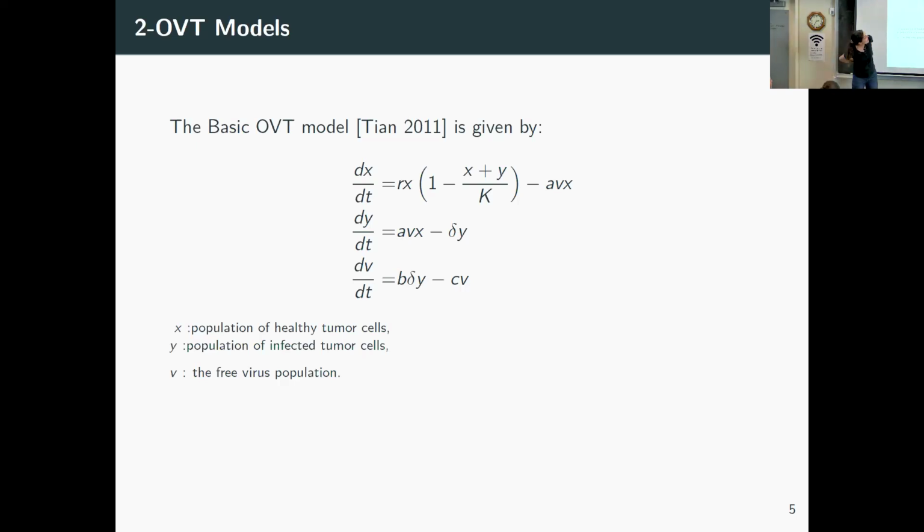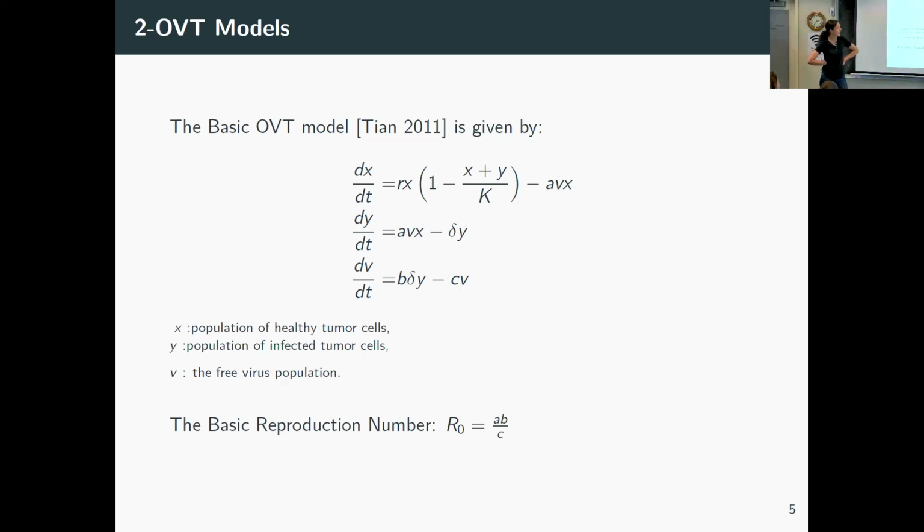Here, the healthy tumor cells are being infected with the rate A, and they are eradicated with the rate delta. We have the burst size of the virus B, and its clearance rate is C. So the most important parameters are A, B, and C. After calculating the reproduction number, we have that it's equal to A times B over C.